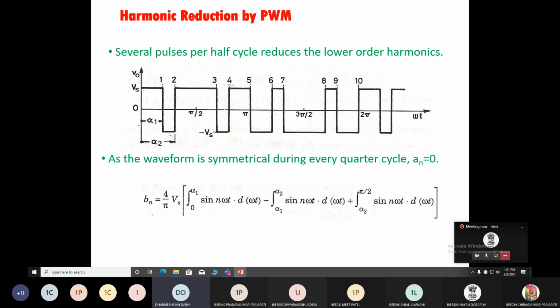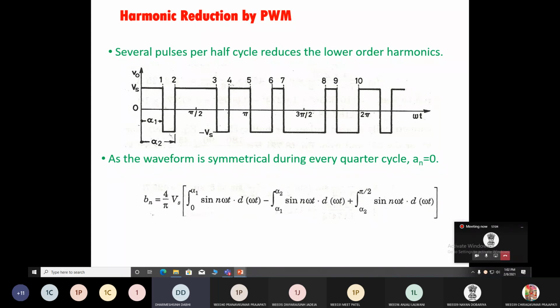Again, repeat: why do you reduce the lower order harmonics? Just to reduce the size of the filter. Clear? So your priority is to first reduce the lower order dominant harmonics, which are 3, 5, 7, 9 and 11. In this technique I reduce the third and fifth order harmonics.